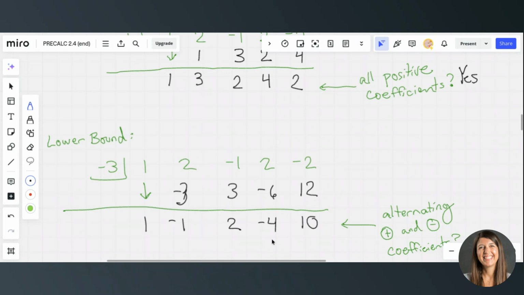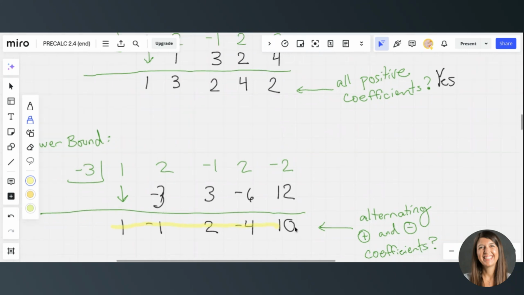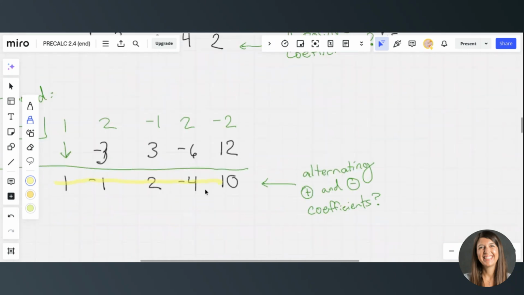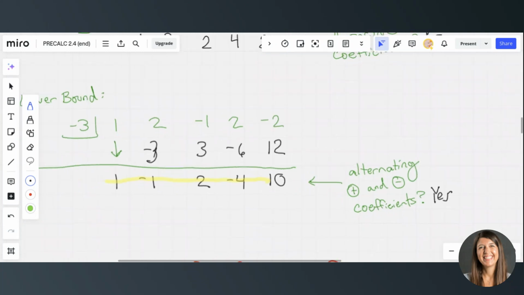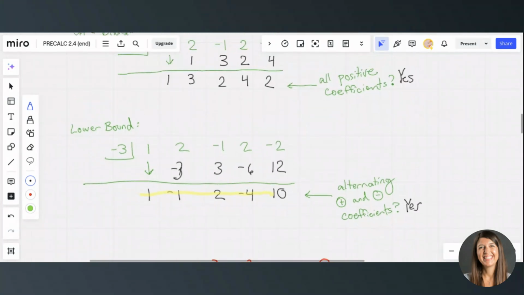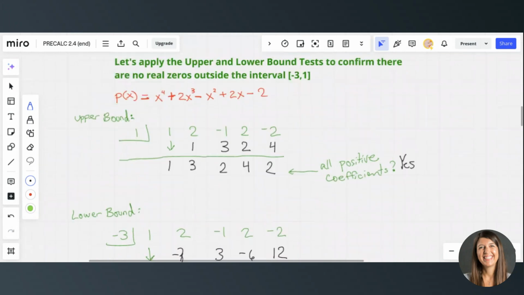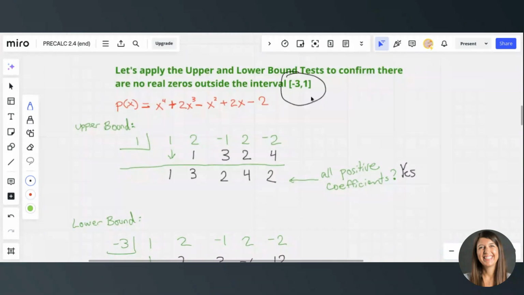Okay, so if I look at my coefficients here, I go from positive to negative to positive to negative to positive, right? So we're alternating plus and minus coefficients. The signs are alternating, and that means that it is a lower bound. So -3 is a lower bound of the zeros or the roots of p of x. So there are no real zeros outside of this interval. Okay, so this is true. All right, let's move on.